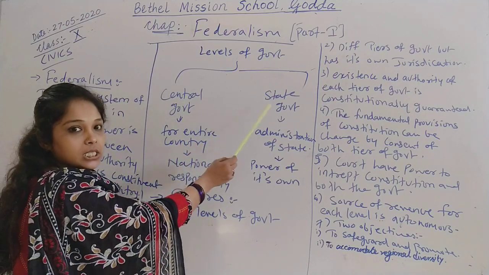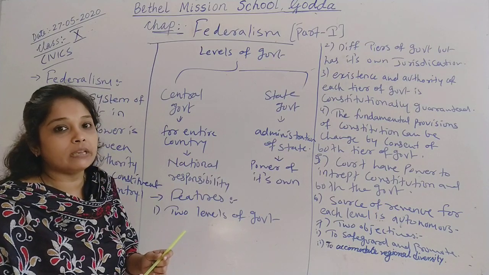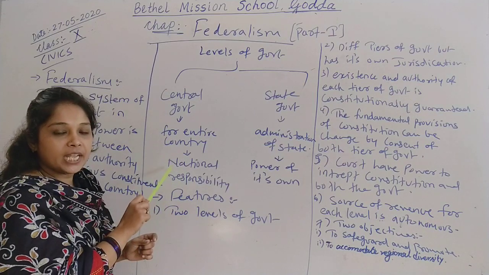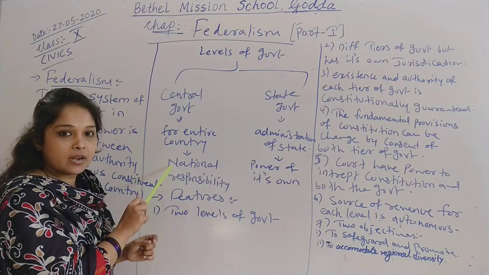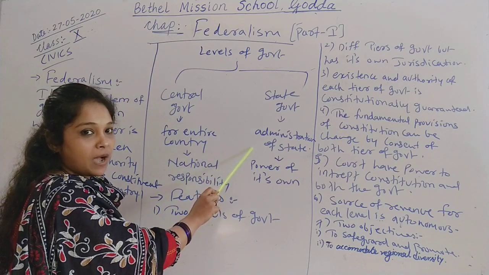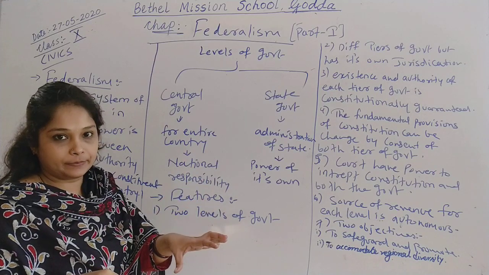Central government and state government. In federalism, there is a division of power between two levels of government, that is central and state. Central government enjoys its power on central level or for the whole country, and state government enjoys its power in each state in which the government is there.